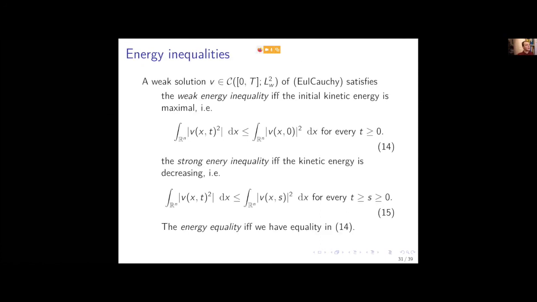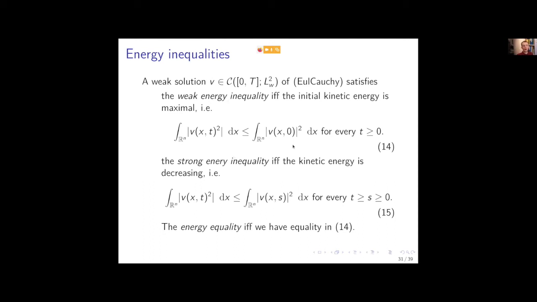Okay, so just as a quick physical interpretation, maybe, there are a few terms in physics that are interesting. So we have the weak energy inequality, which says, sorry, this square should be outside. So we have the weak energy inequality if the kinetic energy at any point of time t is less than it was in the beginning, right? So we want the kinetic energy to just always be less than it was in the beginning, right? It can do whatever it wants, but it cannot go above the initial value. Then it satisfies the weak energy inequality.